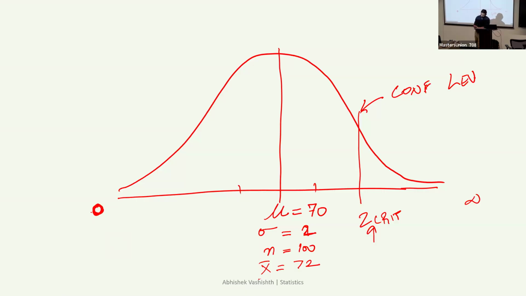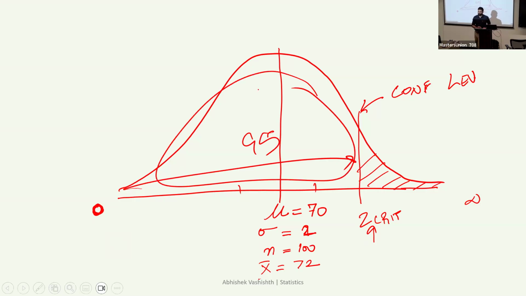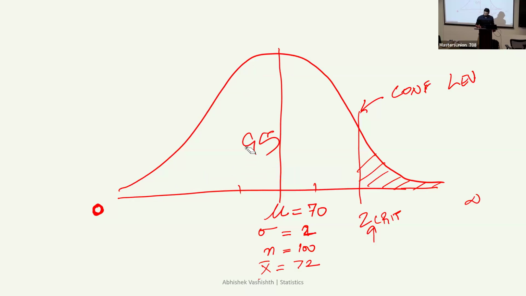If I'm talking about this side only, then it will be from here to here. Right now, I'm saying 95% confidence level means starting from here to here. This area is 95. That is why we are starting from 0. Whatever is left is what? 5%. If I'm covering 95, then I'll be left with only 5%.